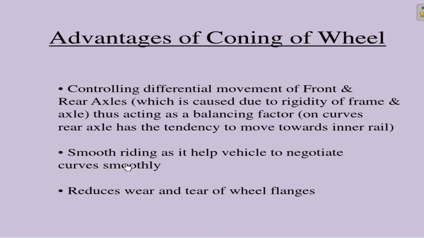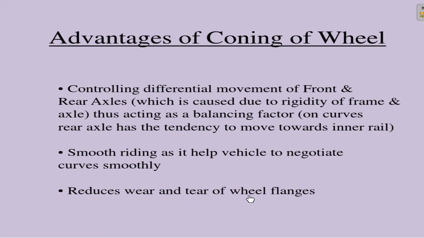Now, what are the advantages of coning of wheel? It controls the differential movement of front and rear axles, thus acting as a balancing factor on curves. The rear axle has a tendency to move towards the inner rail. So if it is made flat, what might have happened is that it will go away from the track if it has to move through a curve. Clear? Next, smooth riding, as it helps the vehicle to negotiate the curve smoothly.